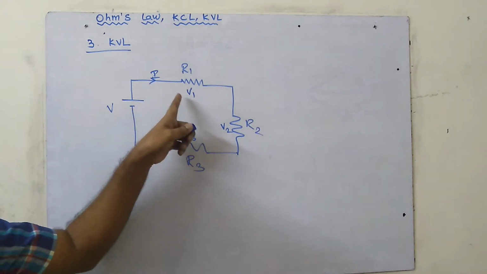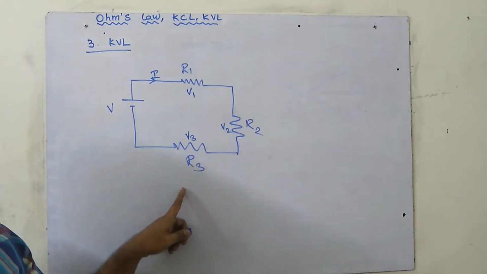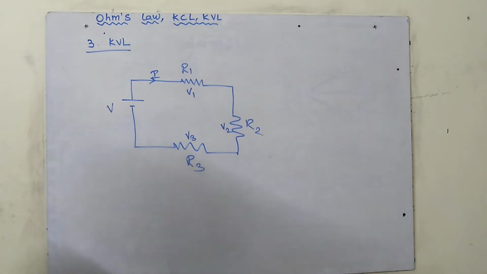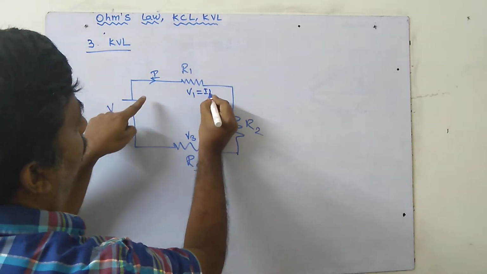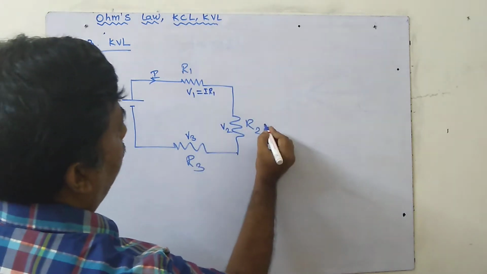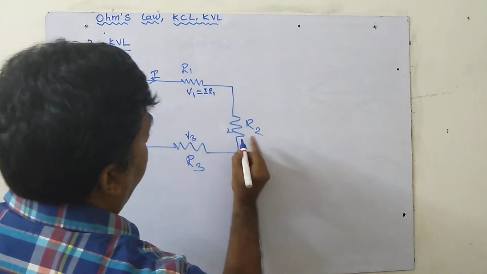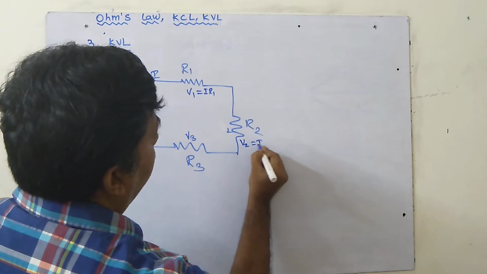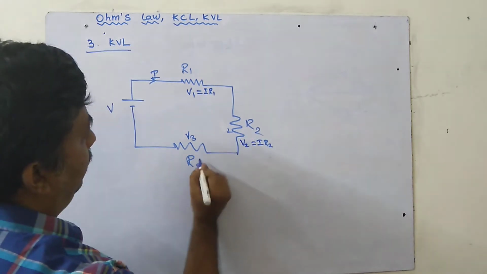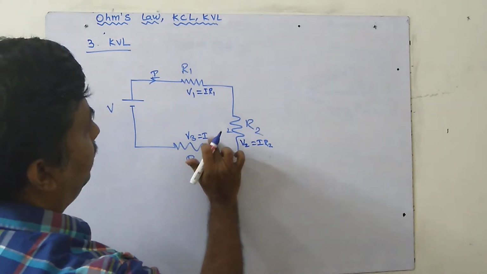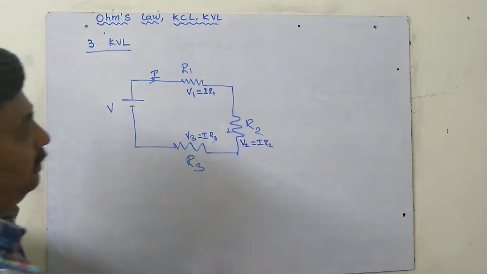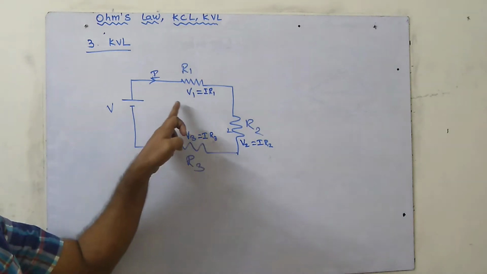So what is the voltage here? What is the voltage here? What is the voltage here? I have to apply which law? Ohm's law. Here V1 equal to only one current, I into R1. This is the voltage here. Here V2 equal to I into R2. The current is same. Similarly here V3 equal to I into R3. I into R3, not IR3, it is I into R3. This is voltage. V1 equal to this value.